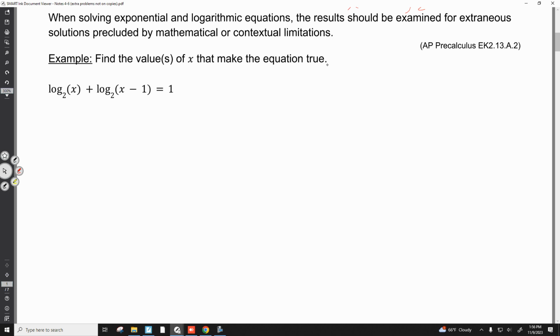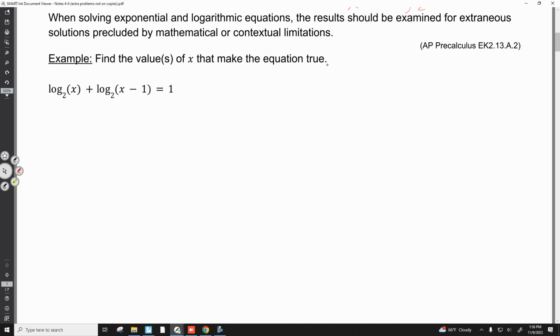For example, here is a log equation that we'd like to solve. Now pause. Maybe you've done a first step. Maybe you haven't. Here's what I need you to worry about. And here's why we learned last lesson. Why did we learn last lesson?